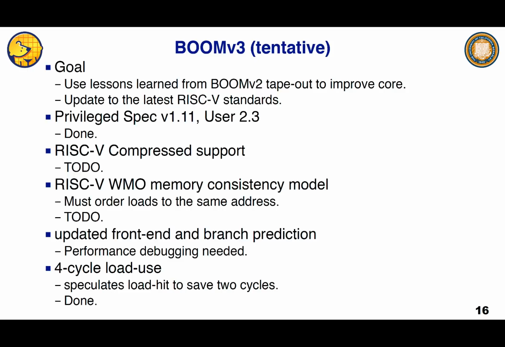So the goal for v3 is let's take lessons that we've learned from the tape out, now that we have a bit more time, to fix up critical paths and fix up the IPC issues that we saw, as well as update the latest RISC-V standards. So there's now Priv v1.11 and user 2.3. We have done those updates.